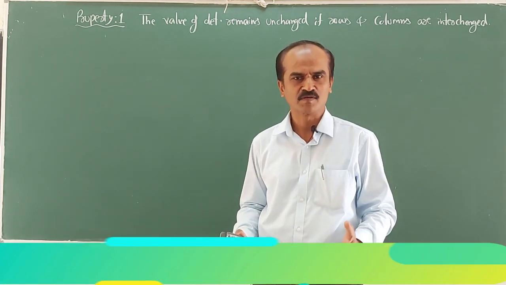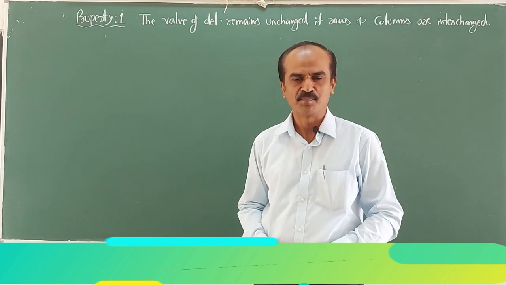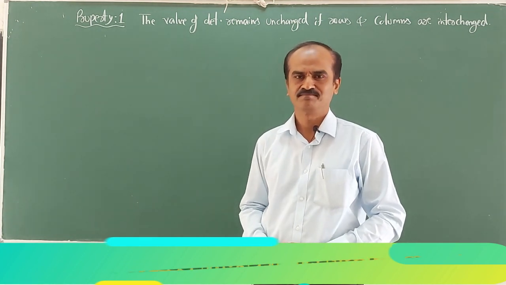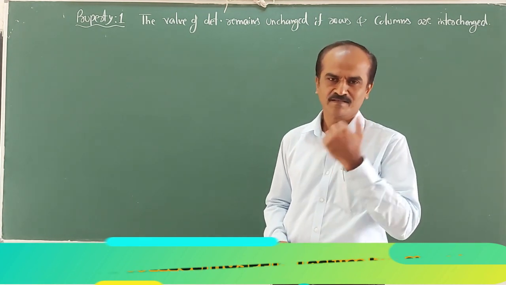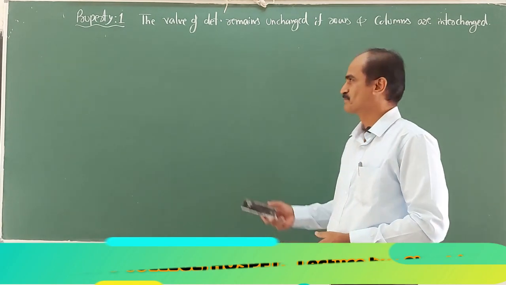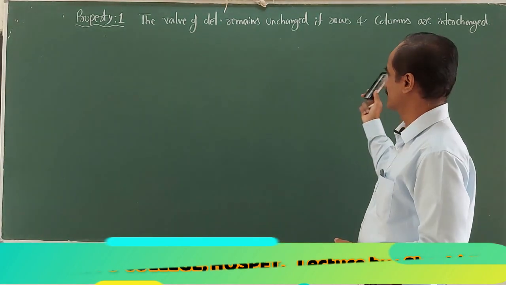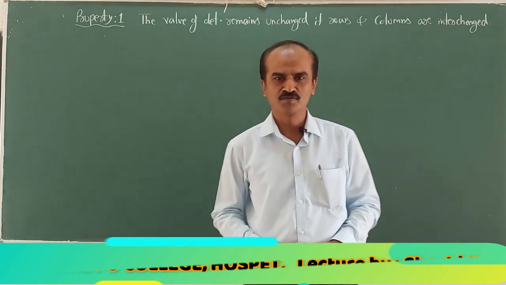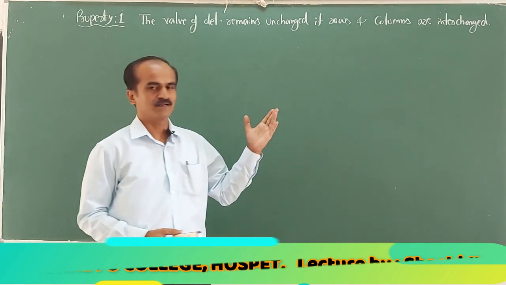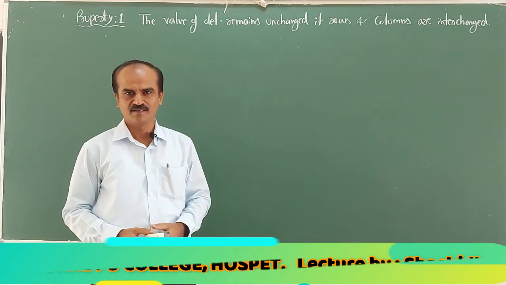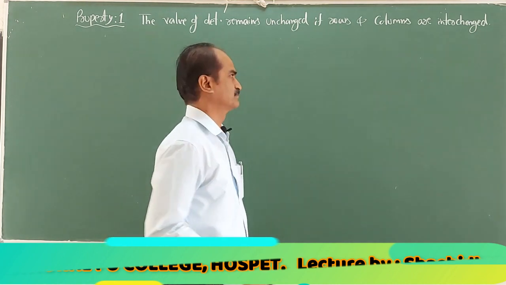In this class we are going to discuss the properties of determinants. We will see one by one. The very first property says the value of determinant is unchanged if the rows and columns are interchanged. Let us see what is the meaning of this first.